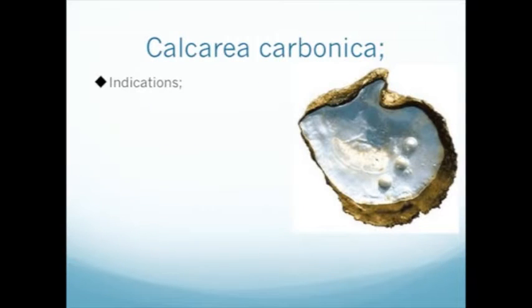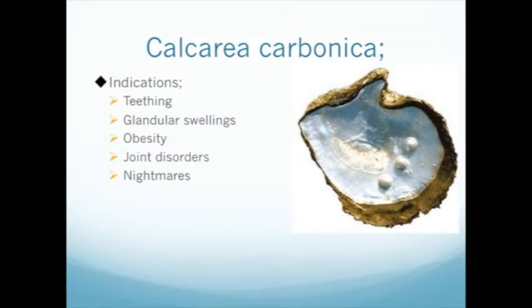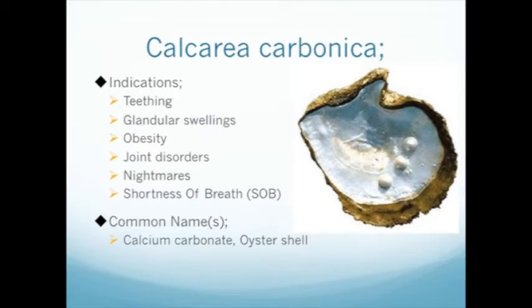Calcarea carbonica is indicated for teething, glandular swellings, obesity, joint disorders, nightmares, shortness of breath. The common name for this remedy is calcium carbonate. It's derived from oyster shells.